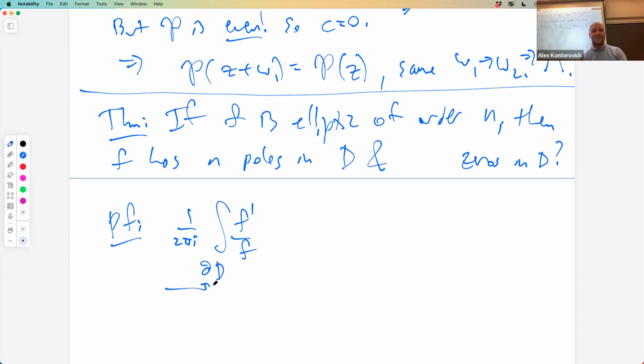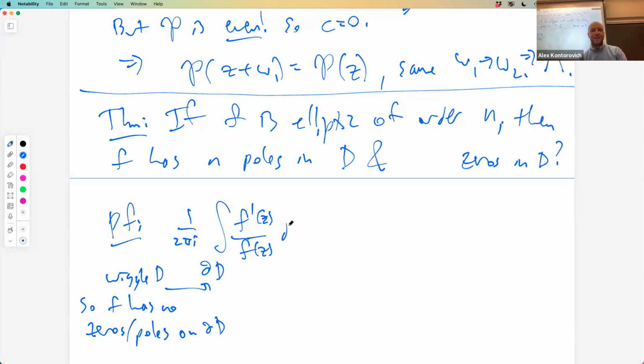So wiggle D so f has no zeros or poles on the boundary of D, the fundamental domain, of f prime over f dz. And the argument principle says that this is equal to, what's the argument principle? Exactly. The number of zeros, we get a plus 1 for every zero with multiplicity, minus the number of poles. So far, so good. But what is this integral? Why?